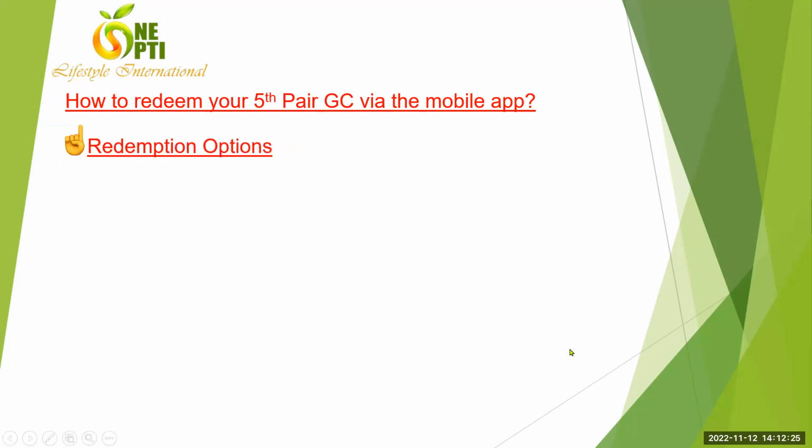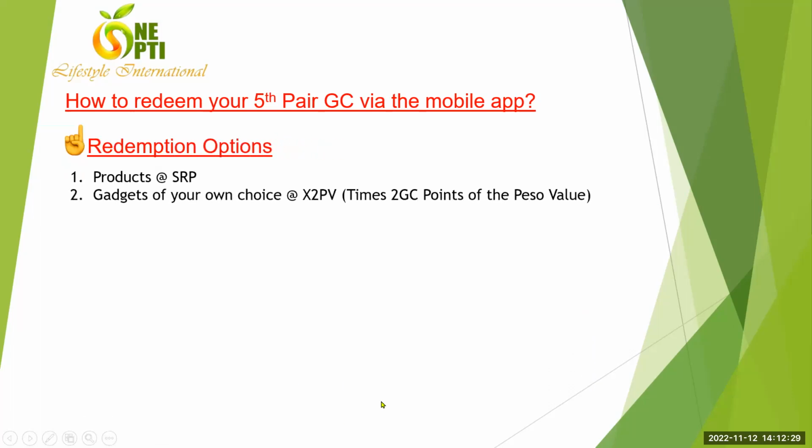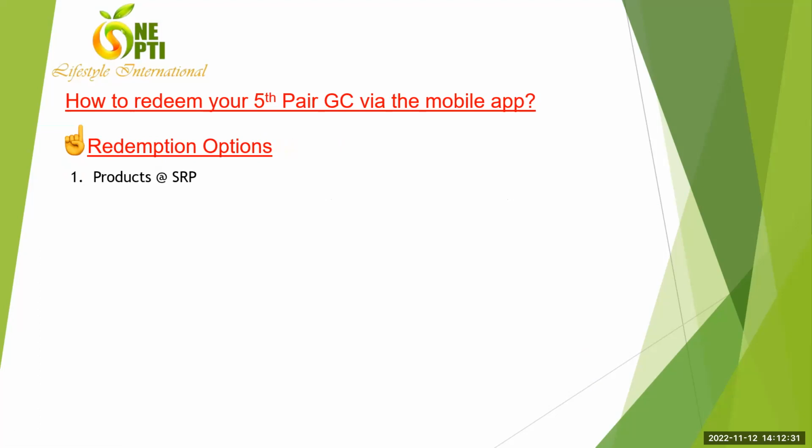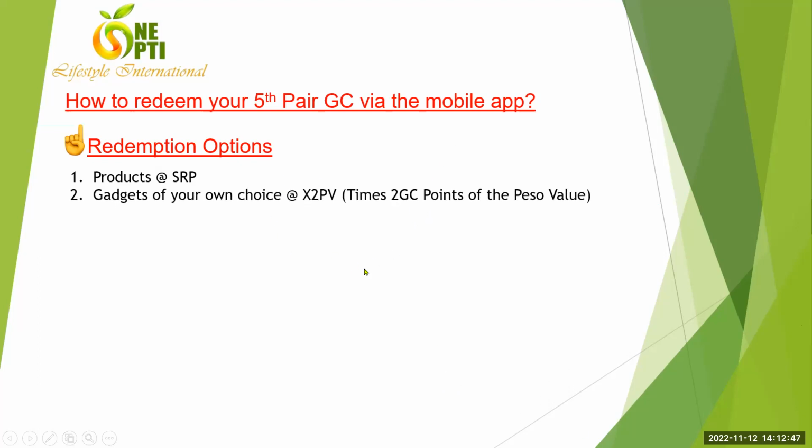Okay. So redemption options, again, products. For products, it has to be under SRP. Let's say, for example, our OptiWhite glutathione is priced at 2,175 pesos. If you wish to redeem it, it has to be the exact peso value of the product you wish to redeem. Now, for gadgets of your own choice, it has to be times 2 the peso value.